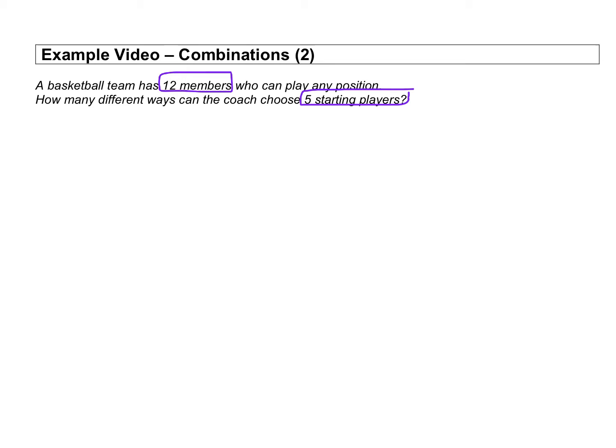So our combination formula, nCr equals n factorial on top over r factorial times n minus r factorial. So in this example, n is going to be our total number. We have 12 total members of the team. We're going to choose 5 as starters. And how many different ways can we do this?